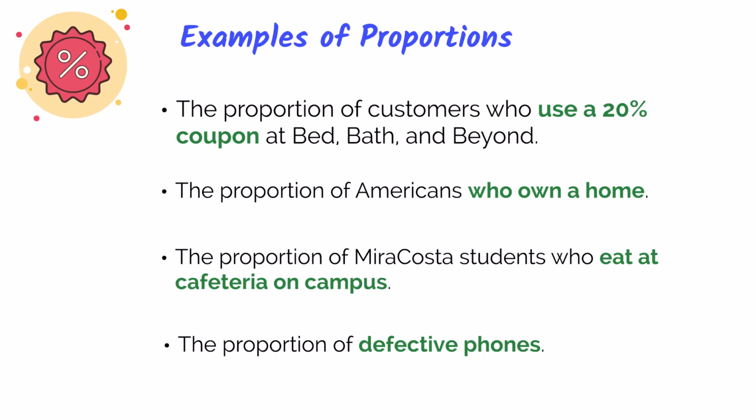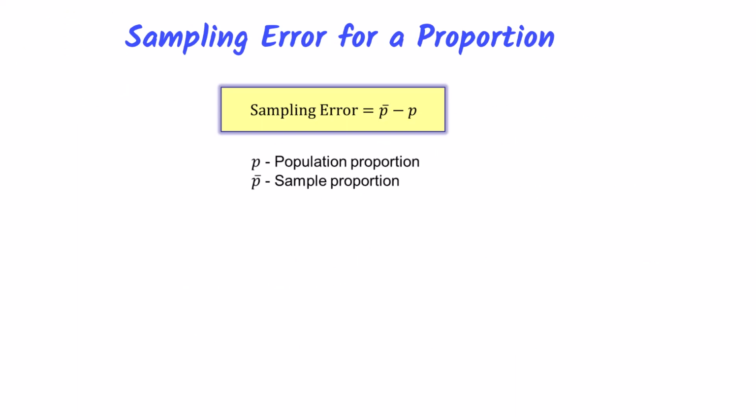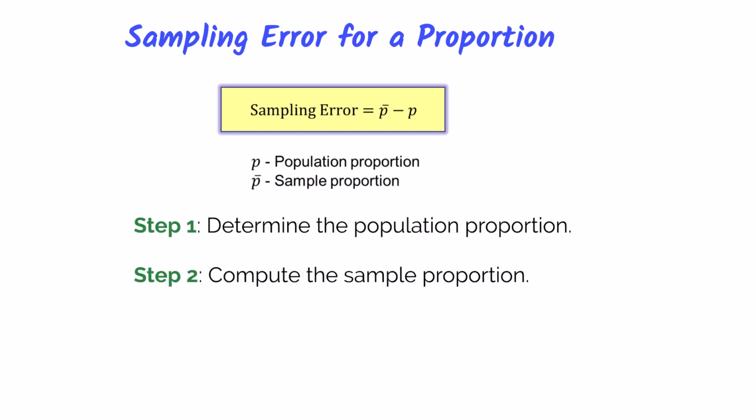In each of these, we can find the proportion of our attribute of interest by taking the number who have the attribute of interest divided by the population size or sample size, depending on if we're working with populations or samples. So like how we learned about the sampling error for the mean, here is the sampling error for a proportion. The first two steps to calculate the sampling error for a proportion are to calculate the population proportion, and then the sample proportion. Then in step 3, the calculation is also the same as before. We will take the sample proportion and subtract the population proportion.